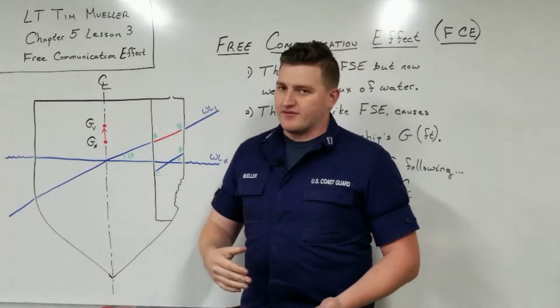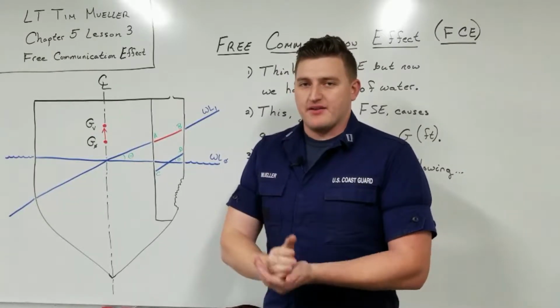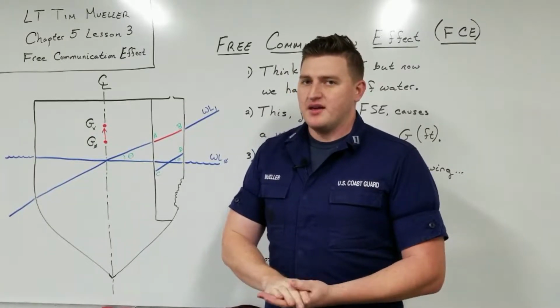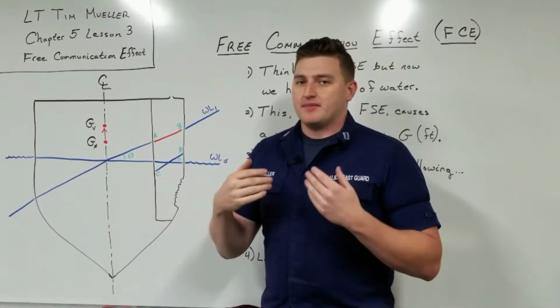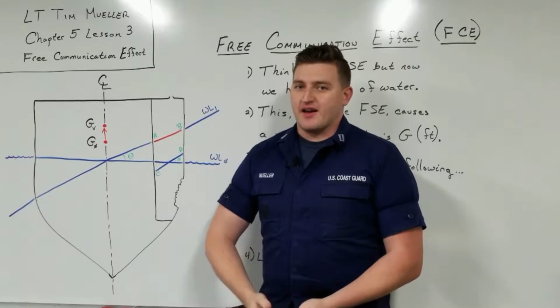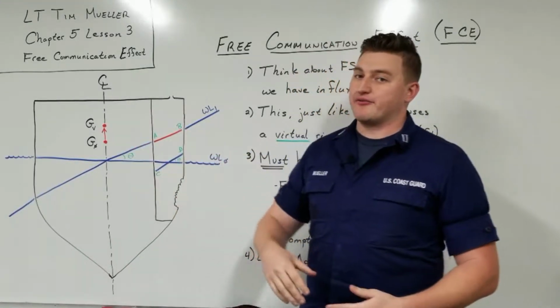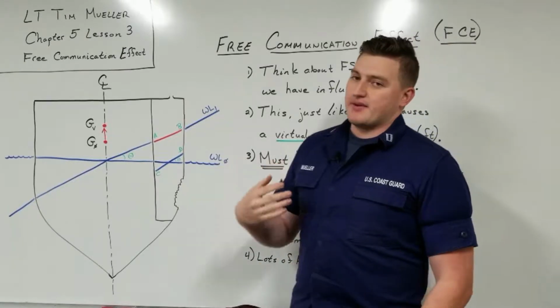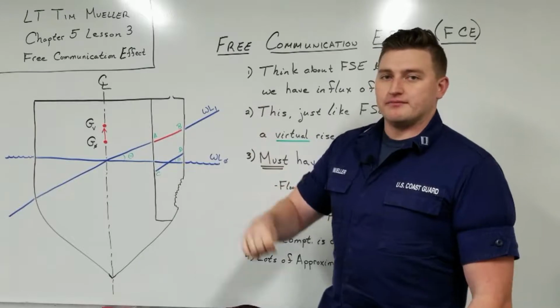Now, like the free surface effect, is there any way that we can make this a little bit easier, just instead of having constant corrections for different angles, just have one thing that we can model for many different angles? There is, and it's the free communication effect. It is applicable just at small angles, just like we have with the free surface effect. And like I mentioned before, it too is a virtual rise in the center of gravity.